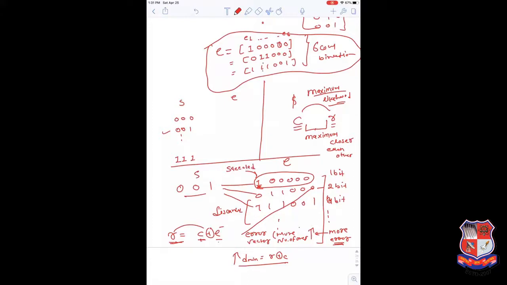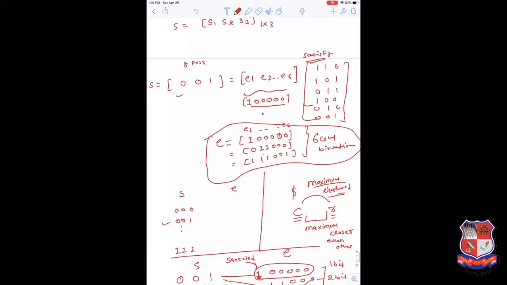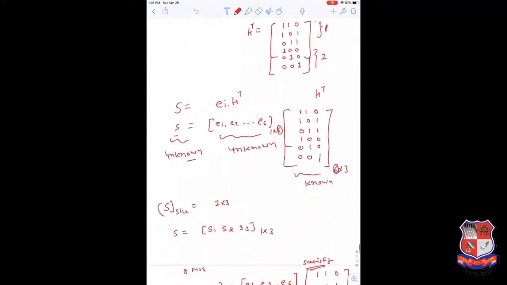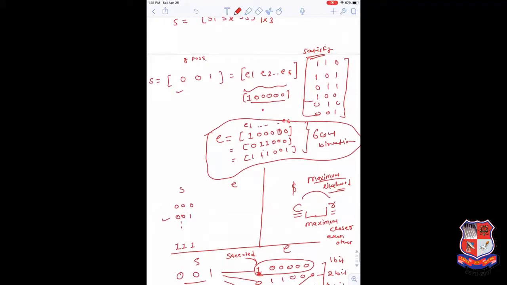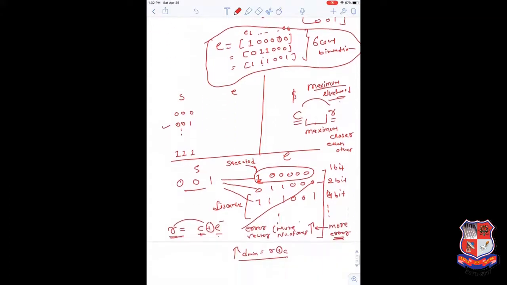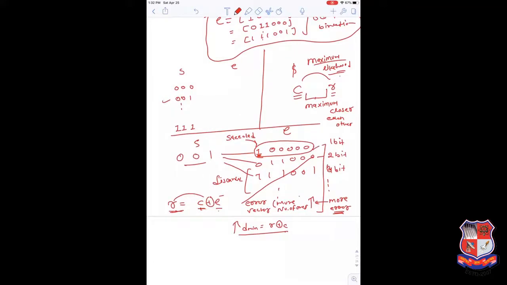So this is how we can select all of this. Basically what we learn here is that we choose one syndrome, and for that one syndrome we try to satisfy this equation. So we are getting multiple possibilities of error. Out of these error possibilities, we go with the maximum likelihood algorithm. So we will choose the error vector which has the minimum weight of 1s, and that will be chosen.